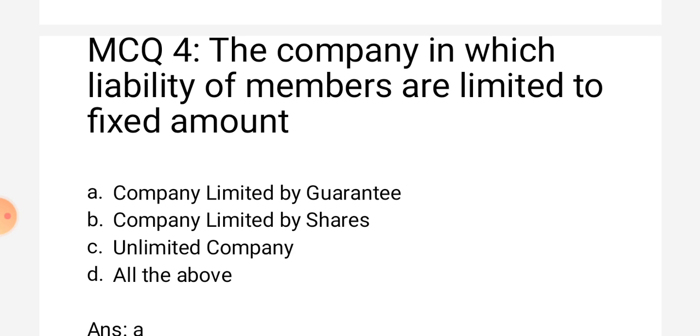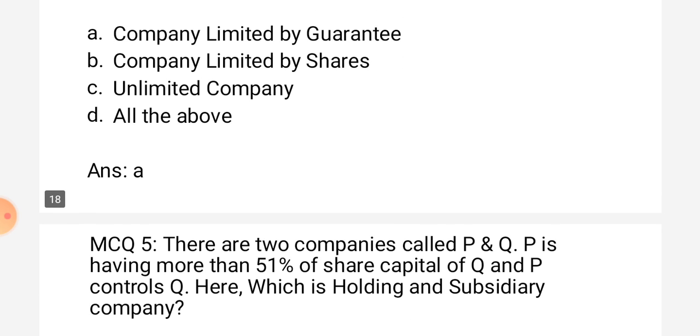Question number 4. The company in which the liability of the members is limited to a fixed amount. So the liability of the members is to the fixed extent, right? That is the question. Company limited by guarantee, company limited by shares, option C unlimited company, and all the above. So the answer is option A, that is company limited by guarantee.